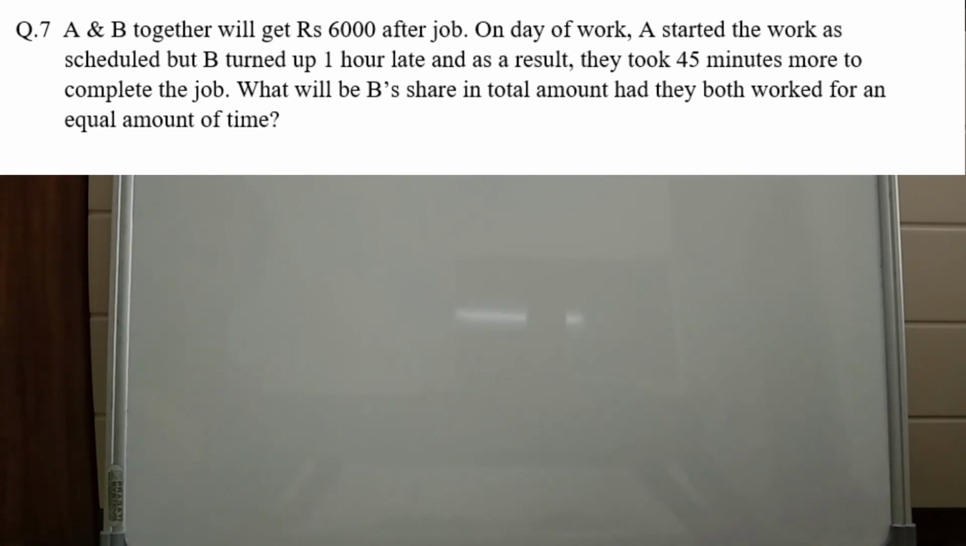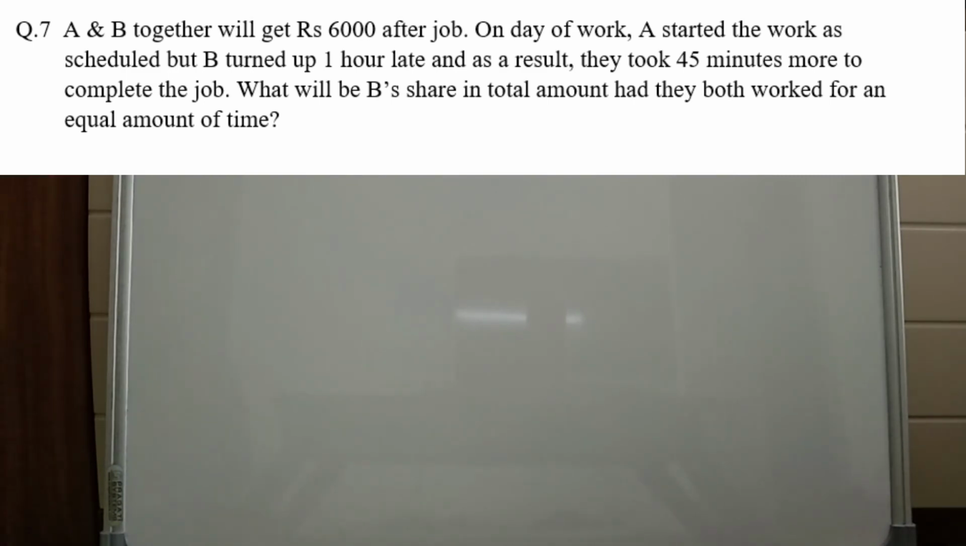Okay, so one thing that we need to keep in mind over here is that both of them are working for an equal amount of time. Does that mean that the share of the rupees will also be equal? No, right? Because the efficiency of A and B can be different. The efficiency with which they are working can be different. So I can't say that if they are working for an equal amount of time, they will get an equal amount of money. That's a wrong inference. Okay, so that's not the case.